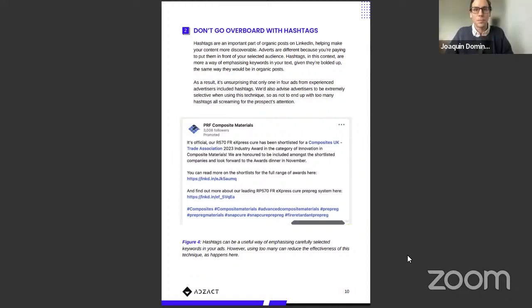So we found that again, experienced advertisers aren't doing this. The less experienced advertisers more frequently use hashtags in the ad itself, and some of these ads actually look more social post orientated than advertising orientated, really.